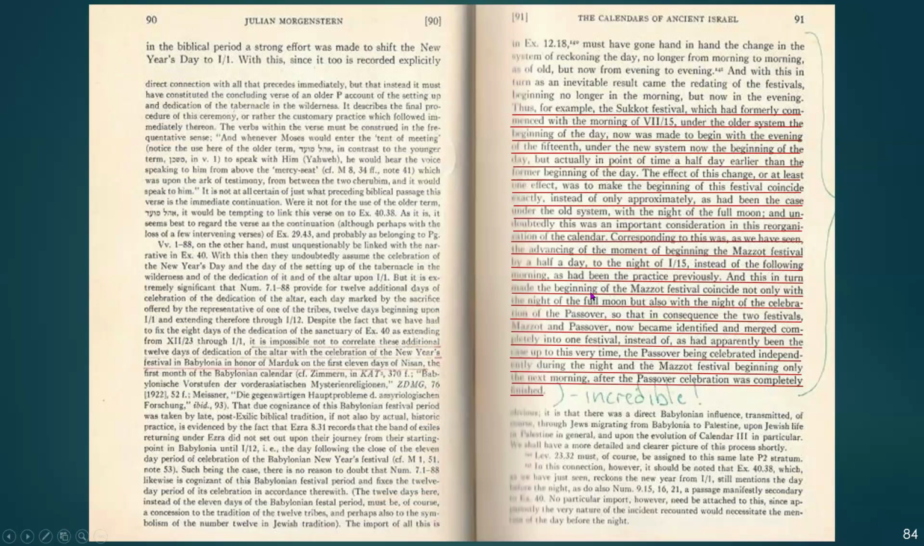And this, in turn, made the beginning of the Matzot festival coincide not only with the night of the full moon, but also with the night of the celebration of the Passover. Don't worry that Yahuwah said Passover is on the 14th and unleavened bread is on the 15th. Now, in this altered calendar, it can be both on the same day. Interesting. So that in consequence, the two festivals, Matzot and Passover, now became identified and merged completely into one festival, instead of, as had apparently been the case up to this very time, the Passover being celebrated independently during the night and the Matzot festival beginning only the next morning, after the Passover celebration was completely finished.